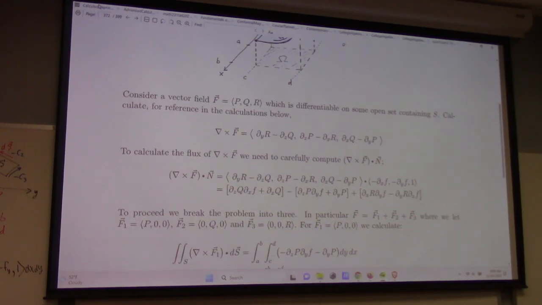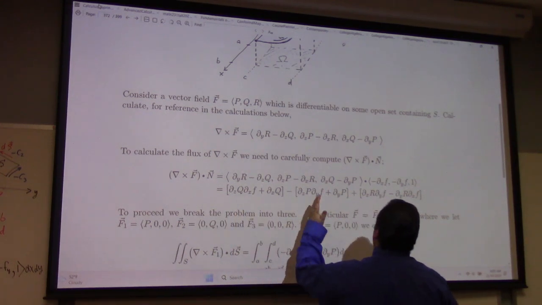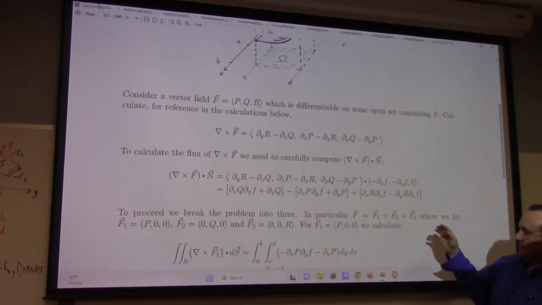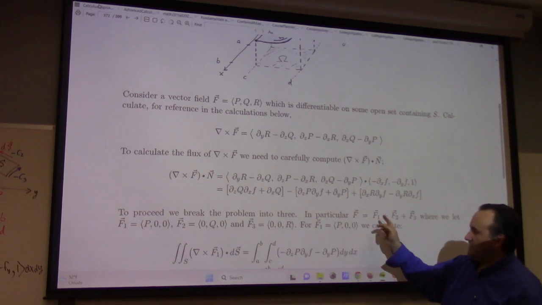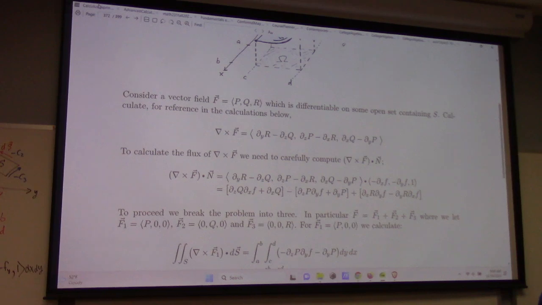So what I do is I take the dot product, I actually carry out this dot product, and it gives me these three terms. All right? And then what we're going to do is break the problem into three pieces. Basically, we'll just let F1 be just the part with P, F2 be just the part with Q, and F3 just be the Z vector component of the vector field. Thankfully, the proof doesn't have any kind of interlinking between these three things. Each part stands alone, the proof part.